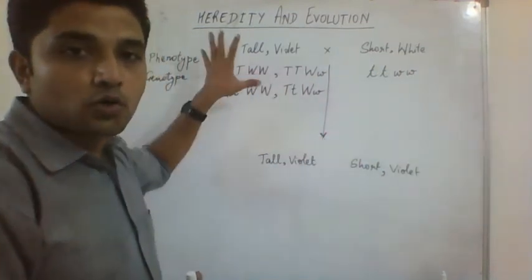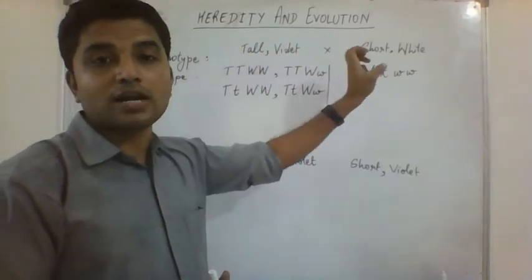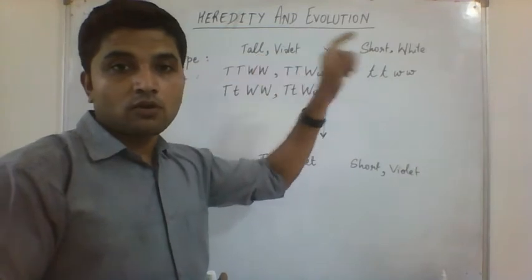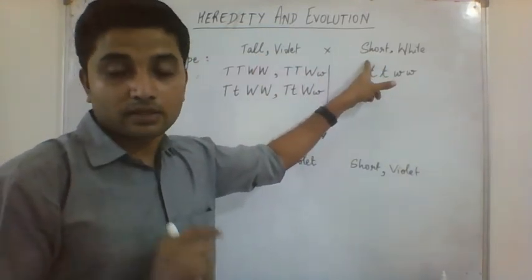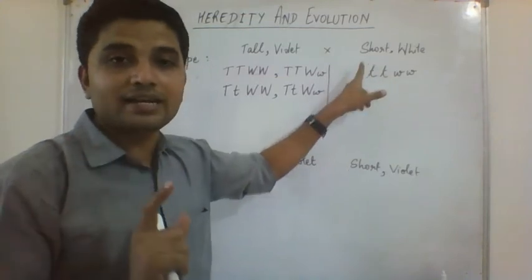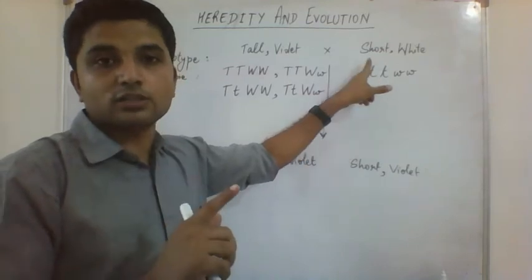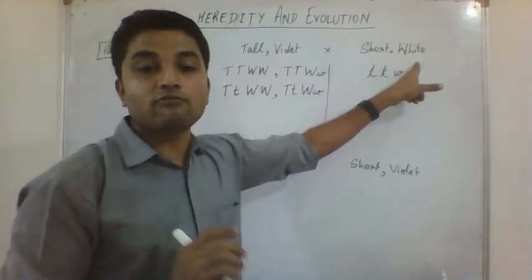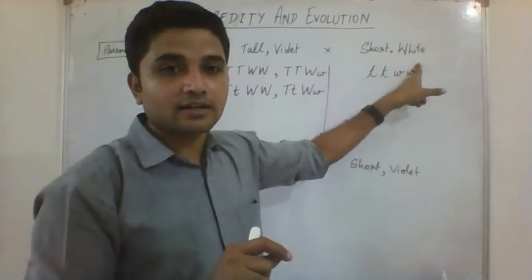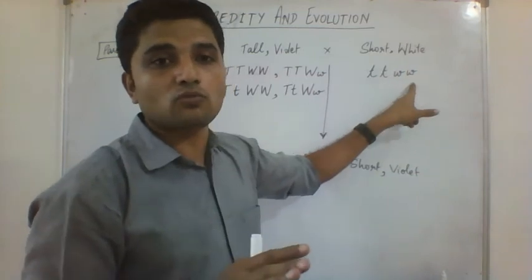Here, see, a tall plant bearing violet flowers was crossed with a short plant bearing white flowers. Now, in a short plant bearing white flowers, shortness is a recessive character. Recessive characters are coded only by recessive factors, small t, small t. Even if there was one capital T, this would not be short. So obviously, if it is short, it will have small t, small t. Same with white flower color, which is also a recessive character. So if the flowers are white, that means the factors for it are surely small w, small w.